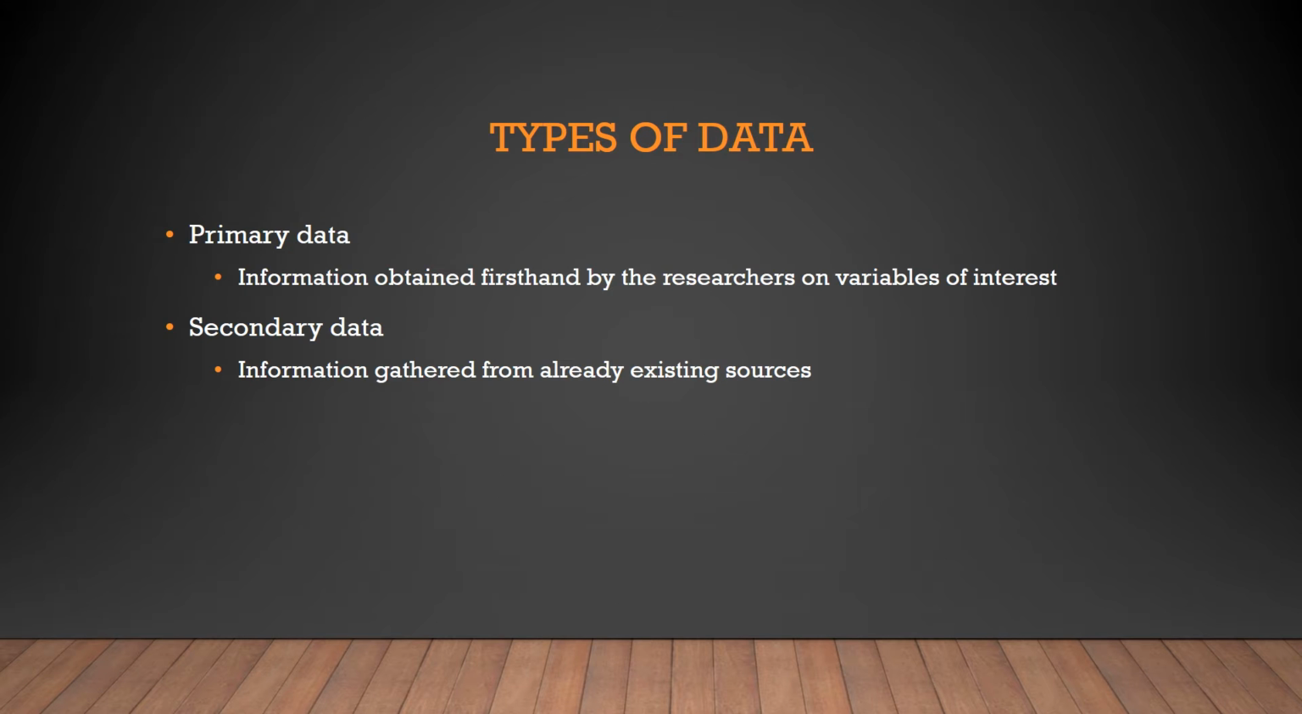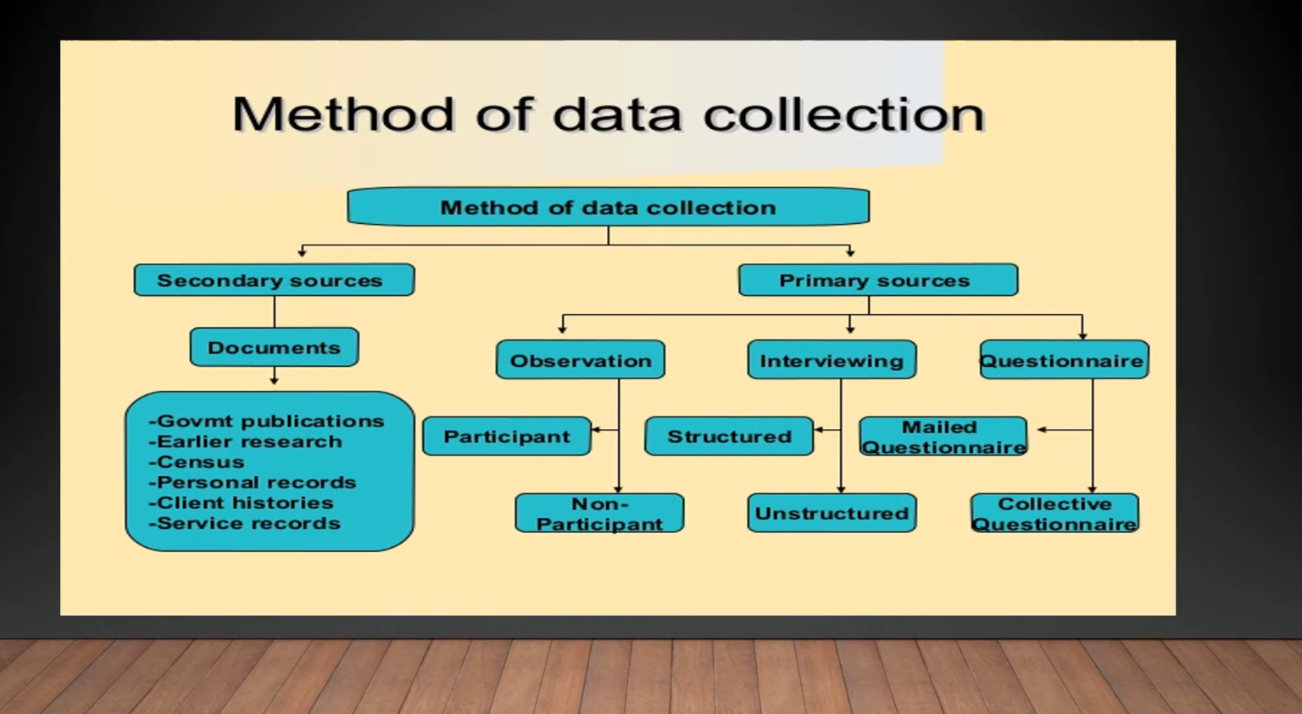Besides this, there are basically two types of data. One is the primary data and the other is the secondary data. Primary data refers to the information that is obtained firsthand by the researcher on the variables of interest, whereas the secondary data is the information that is gathered from already existing sources.